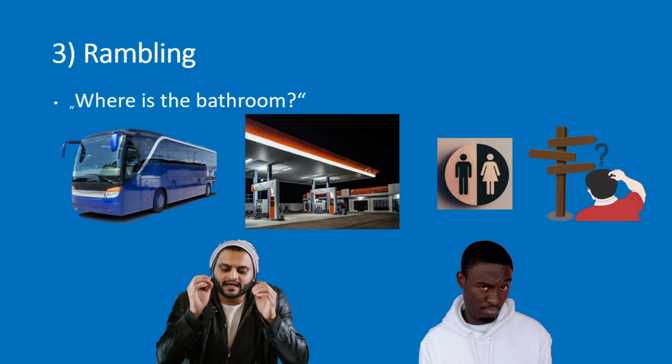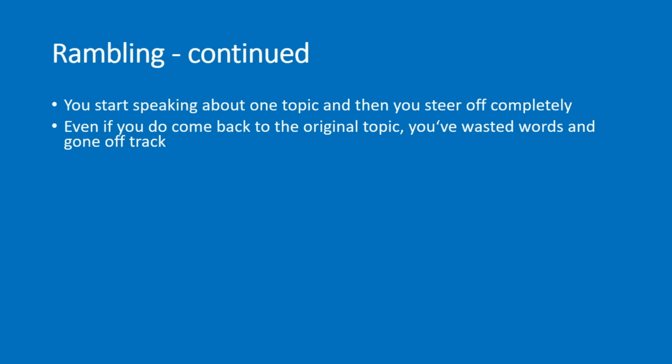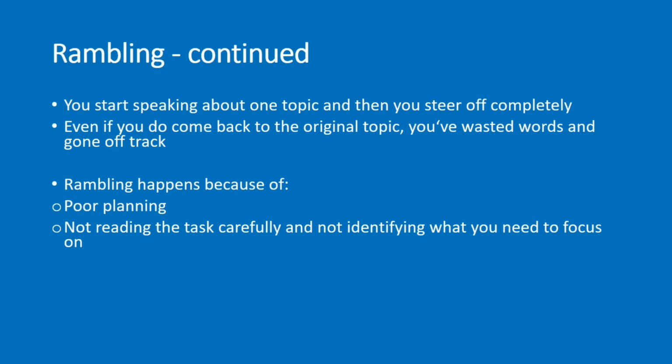Unfortunately, this is exactly what happens with many students when they're asked to write a long paper. They start writing about one topic and then they steer off completely. Even if they do get back on track, they'll lose valuable points because they've wasted words and gone off track. To prevent rambling, we need to know why it happens. And it usually happens either because of poor planning or because the student hasn't read the task carefully and identified what he or she needed to focus on.